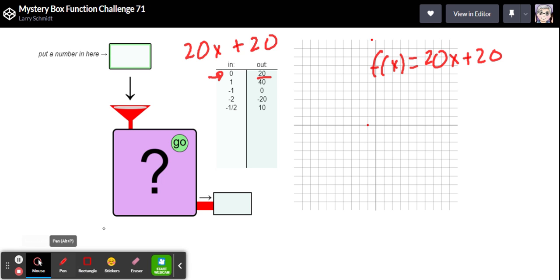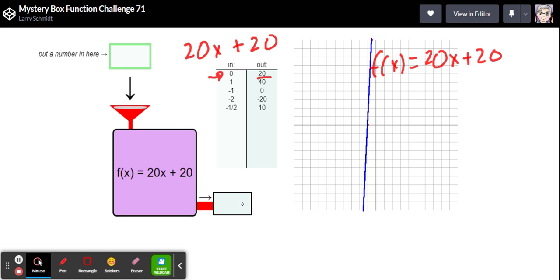So I think we've got this. I'm going to go ahead and reveal. Yeah, there it is, 20x plus 20, and let's graph that as well. Very steep line, a slope of positive 20 cutting through that graph, almost on a vertical.